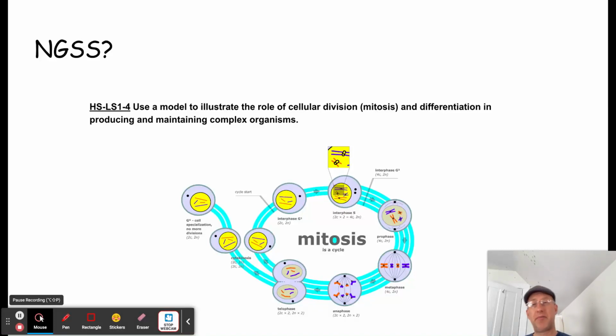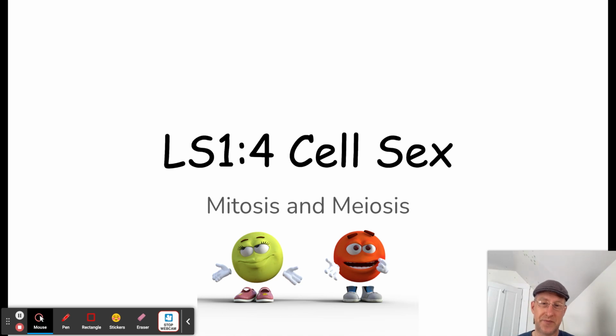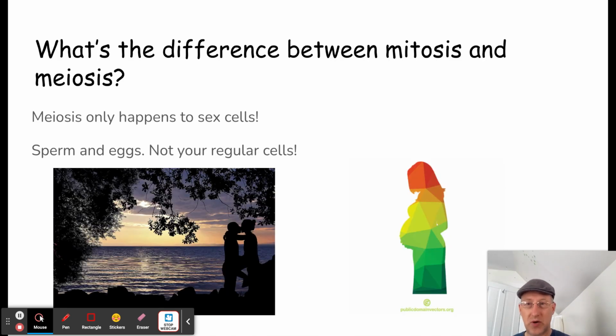Okay, so we're going to talk about the model of differentiating and maintaining complex organisms using mitosis and meiosis, which is about the most boring way of saying we're talking about cell sex. Mitosis and meiosis. So, what's the difference between mitosis and meiosis? Meiosis only happens in sex cells, sperm and egg cells, not your regular cells. Meiosis is only happening in the genital area.